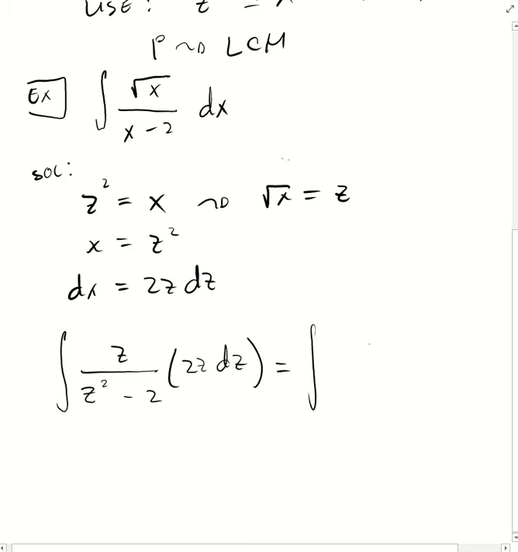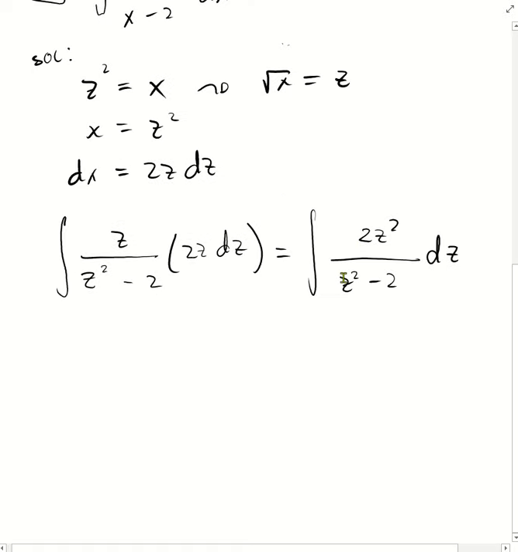And if you observe, our integrand is now a rational function: 2z squared over z squared minus 2. So this is now rational. We can now apply the method of partial fractions. But before we do that, we check if this is proper or improper. The degree is the same, so we can still divide this.